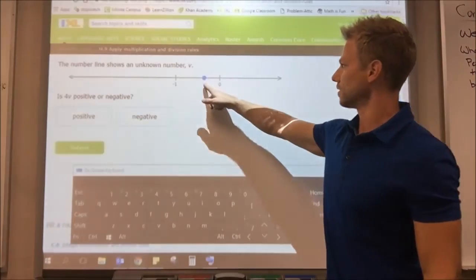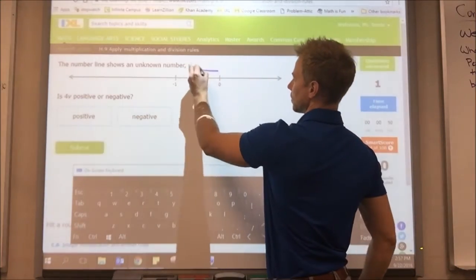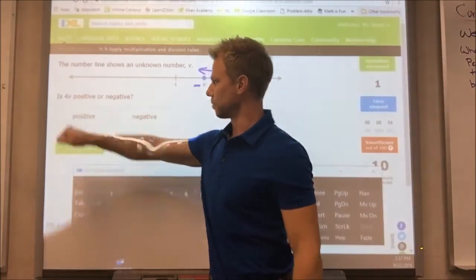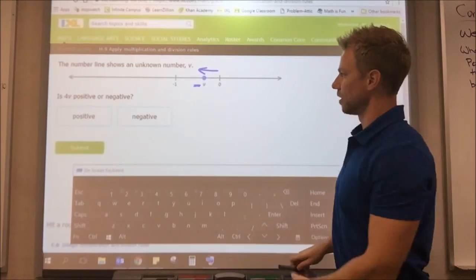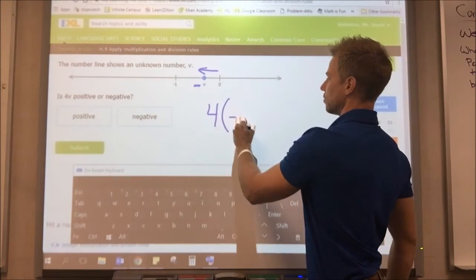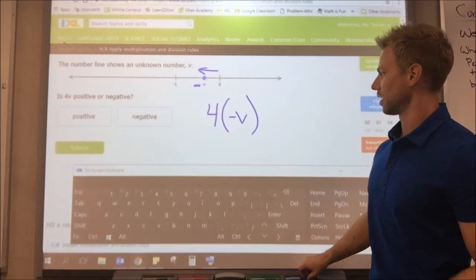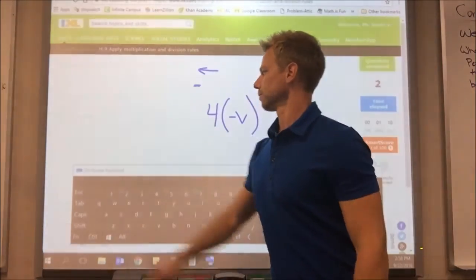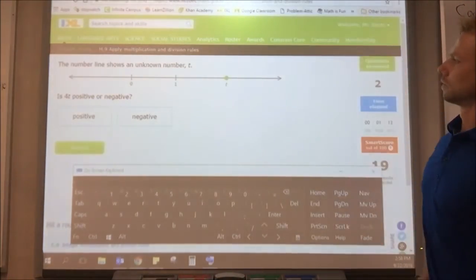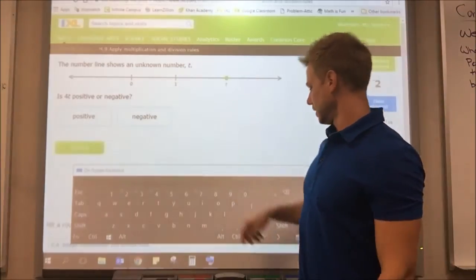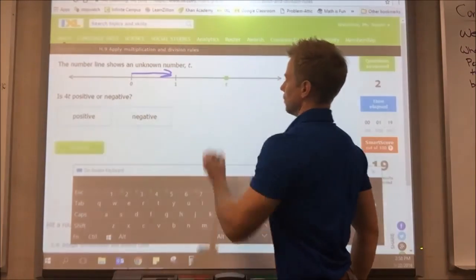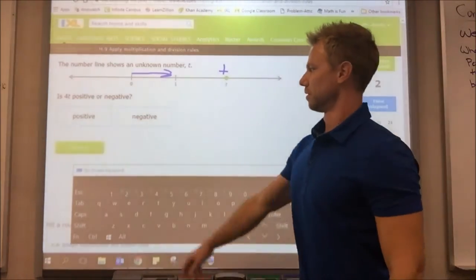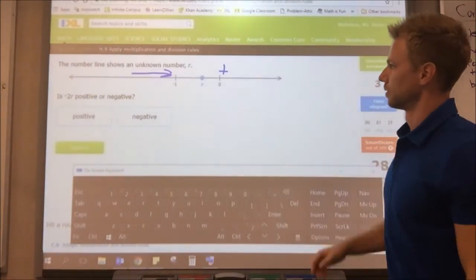Okay, V in this case, again, it's to the left of 0, so it's going to be negative. If I take a negative V times a positive 4, again, I'll have an odd number of negative signs, which will make my answer negative. All right, this one, T is to the right of 0, so it's going to be positive. So if I take a positive times a positive, that's simply going to be a positive number.